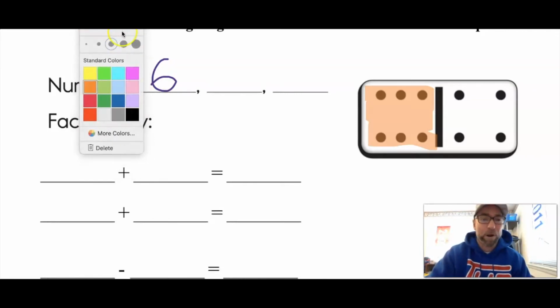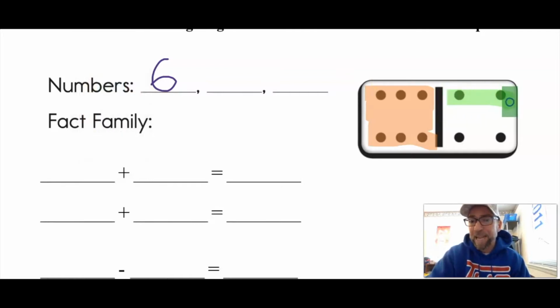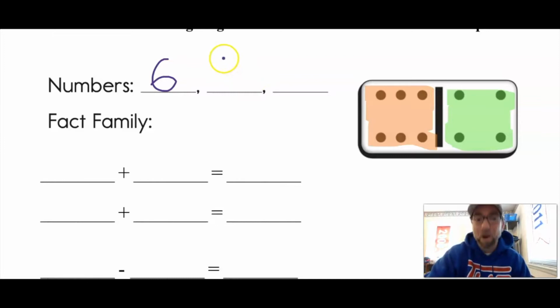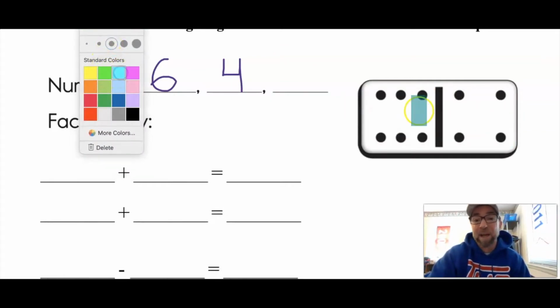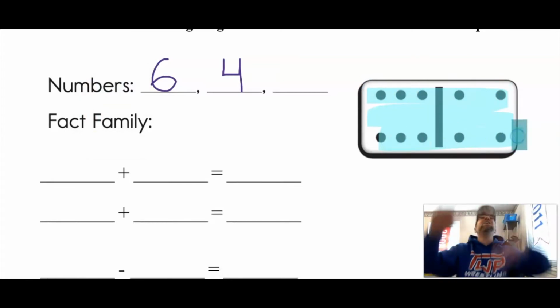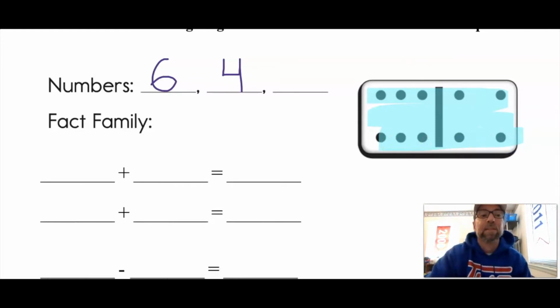In my other part of my domino, I see a different number of dots. How many dots do I see in that part of my domino? 4. Now, I can count up all of my dots in my domino. How many dots do I have in all? Well, there are 10 dots.